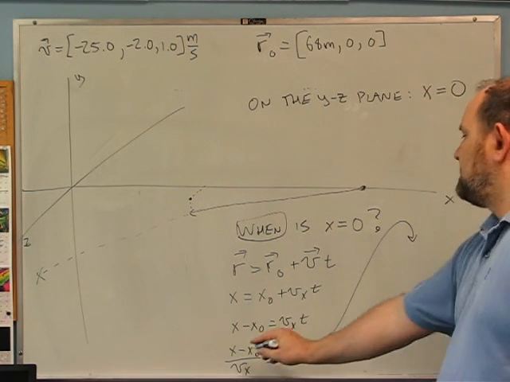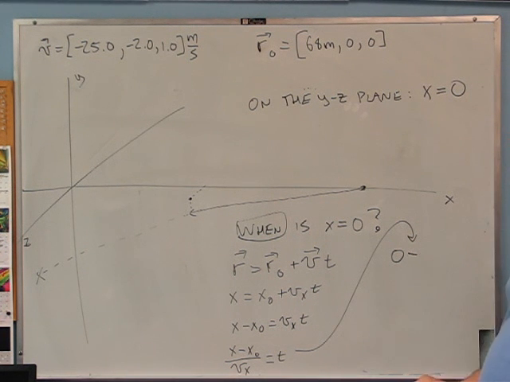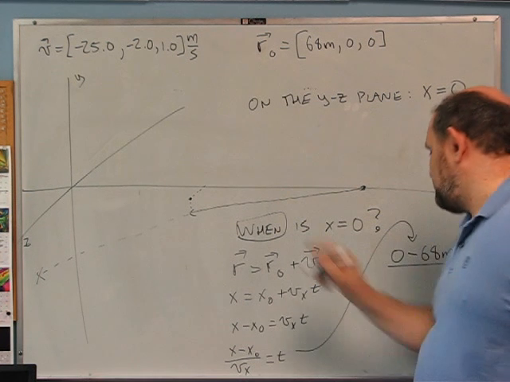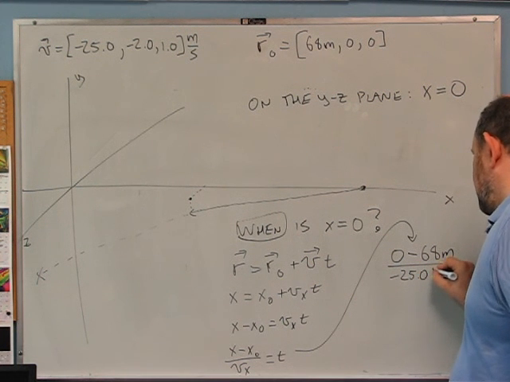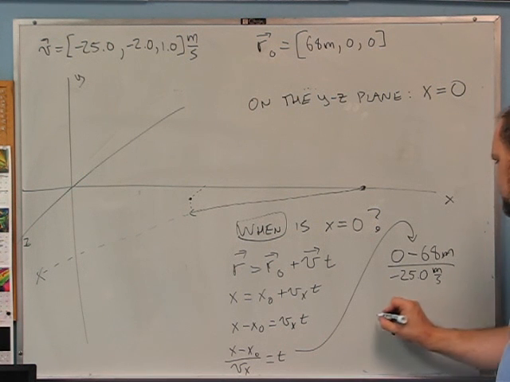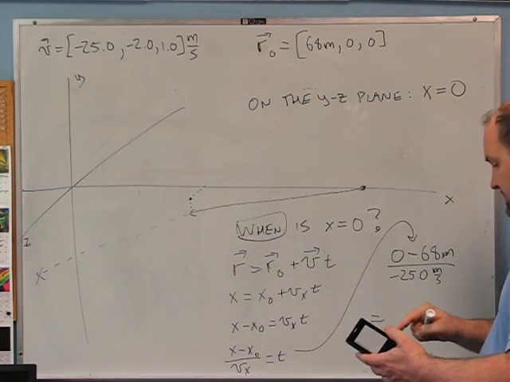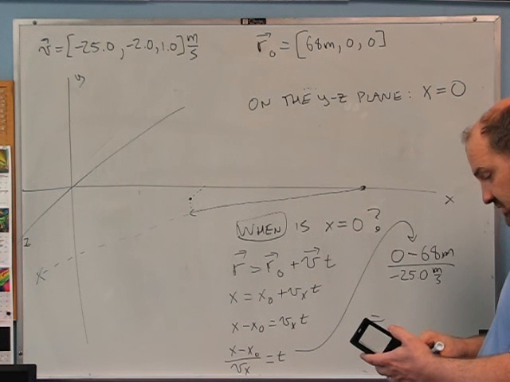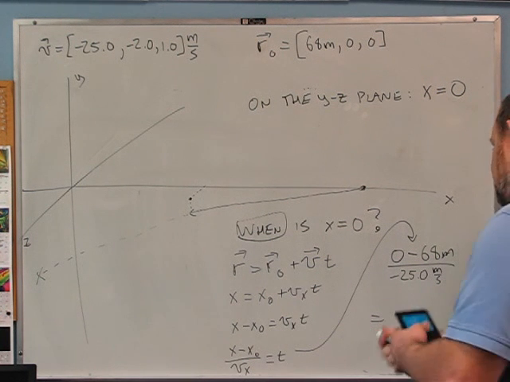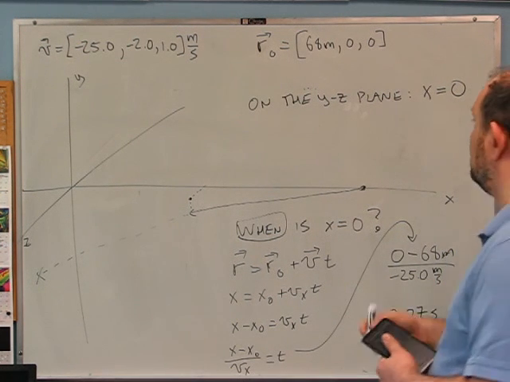Now I can plug in numbers. I want to know when is x 0? x equals 0 is the time I am looking for, minus the original x, so x0 is 68 meters, divided by vx, which is minus 25.0 meters per second. You can see I've got meters over meters, and 1 over seconds in the denominator is the same as seconds in the numerator. I have a negative number divided by a negative number, so I'll get a positive number. If I actually do this, 68 divided by 25, I get 2.72 seconds. So that says that 2.72 seconds from now is when the ball will cross the yz plane.